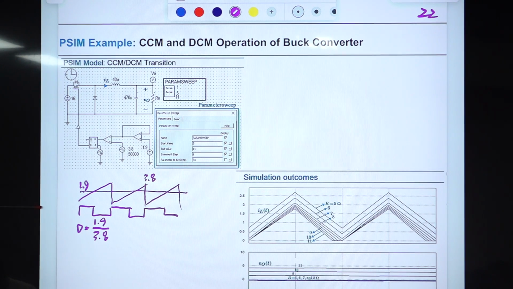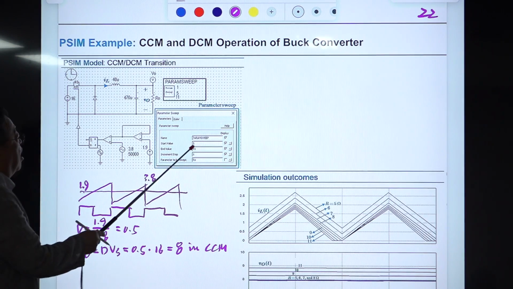You know this, right? This is 50 kilohertz switching frequency, so the period is 20 microseconds, and this is 10 microseconds. Then D is 0.5. Our voltage VO is 0.5 times the input voltage of 16, so this should be 8. But this is true only in CCM.